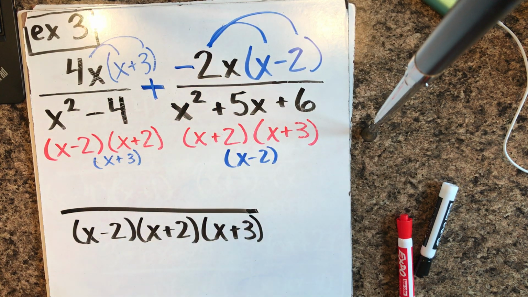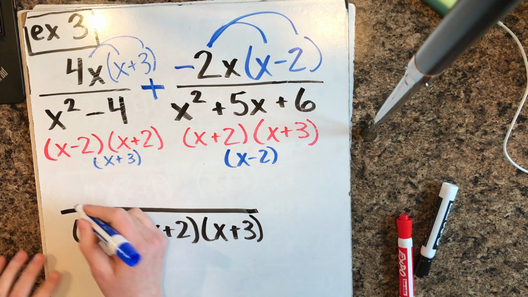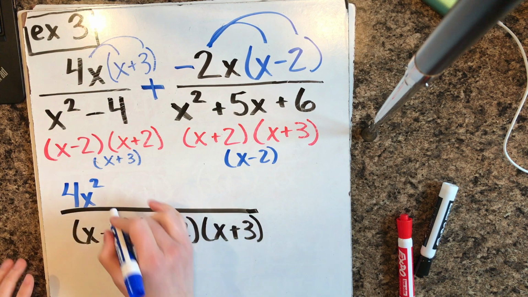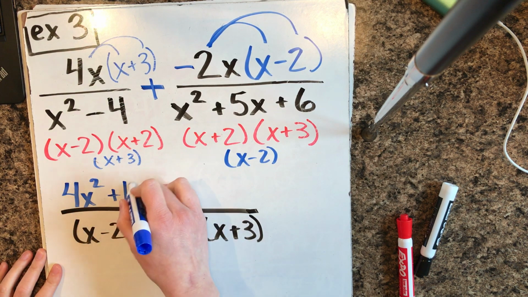So when I distribute, I'm going to get 4x squared. Then I'm going to do a positive 12x.